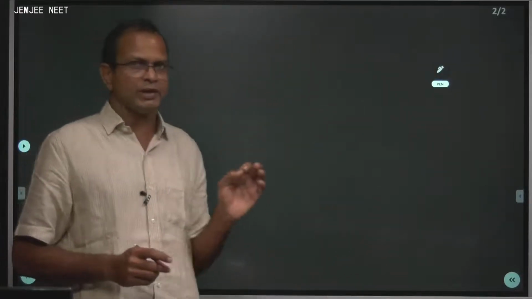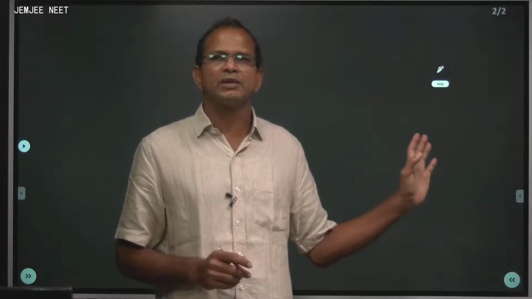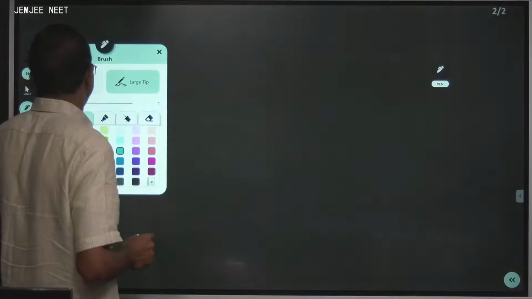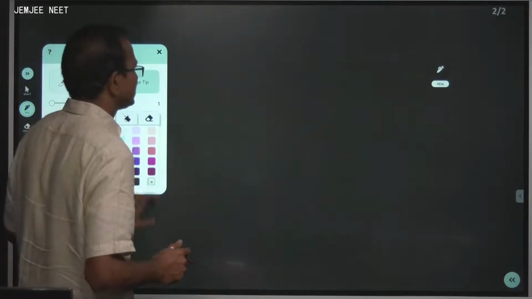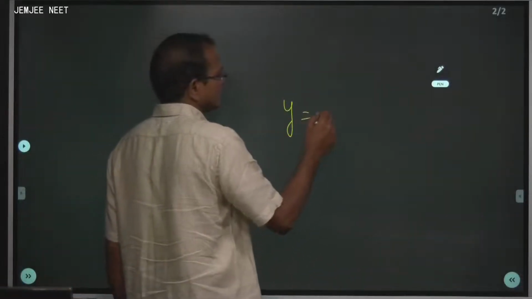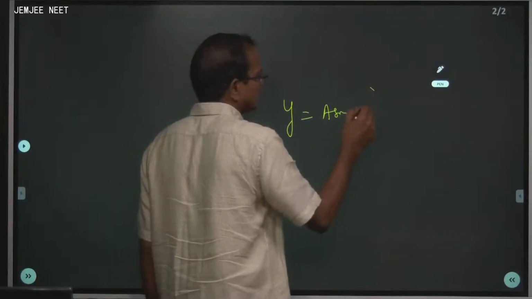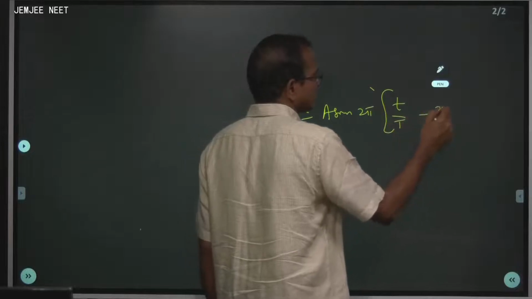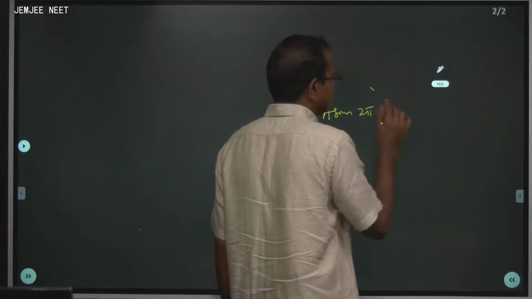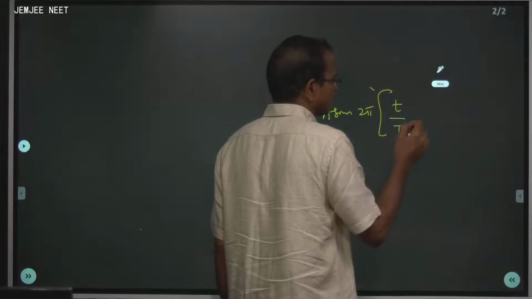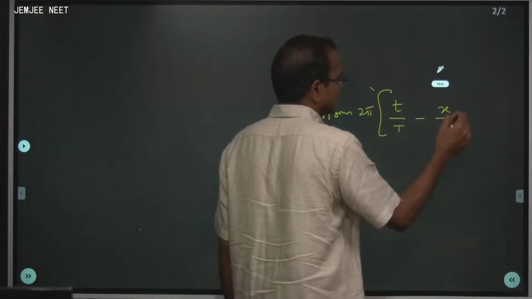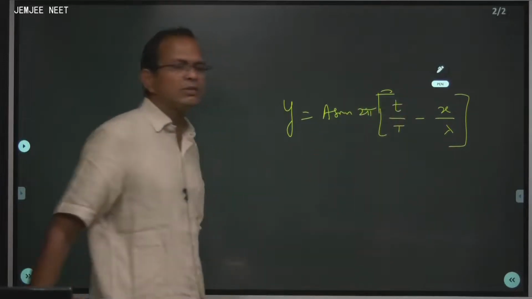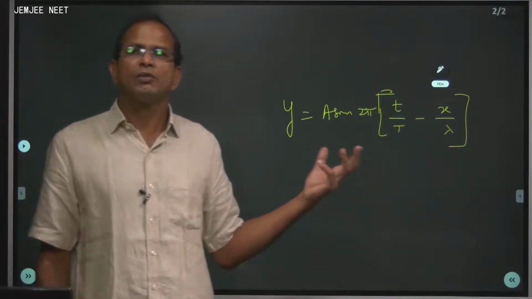Now about the wave, can any of you explain the equation I arrived at for the wave? Come on, what is the equation that I have arrived at for a wave? Y is equal to A sine 2 pi (t by T minus x by lambda). This is the formula we have arrived at as of now.